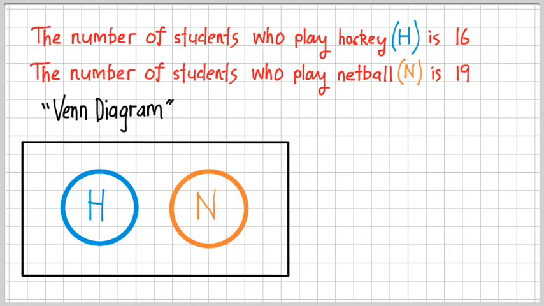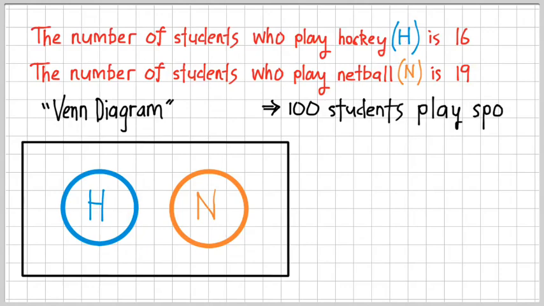Similarly, we have students who play netball. That is the other event. So remember, we've got two events going on here. Also assume that there are 100 students who play sport. So what this will tell us is that if 16 hockey players are available, 19 netball players are available, then 65 students must play other sports.